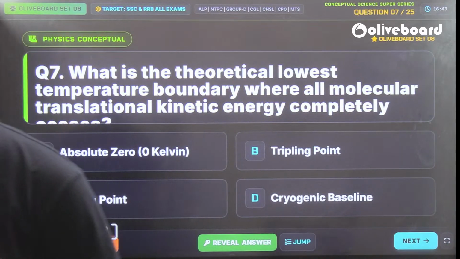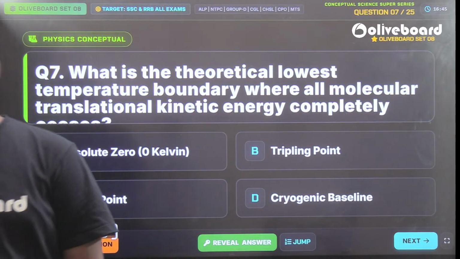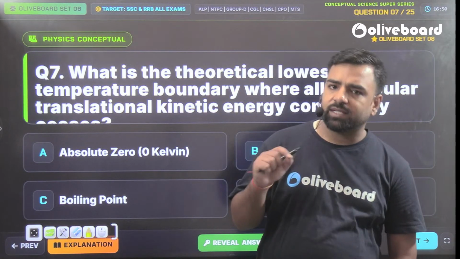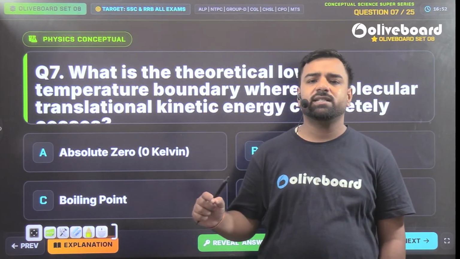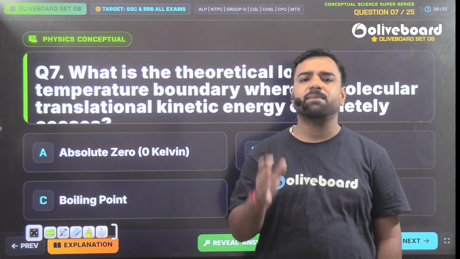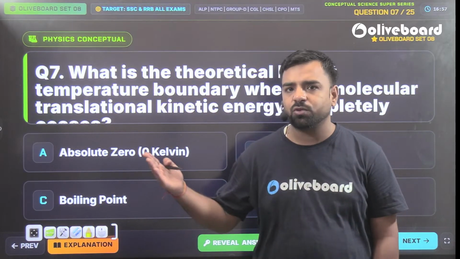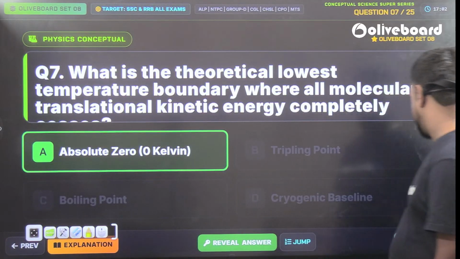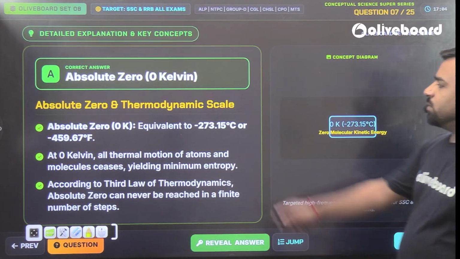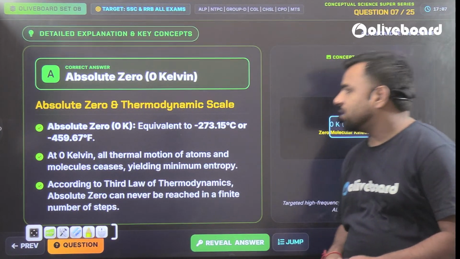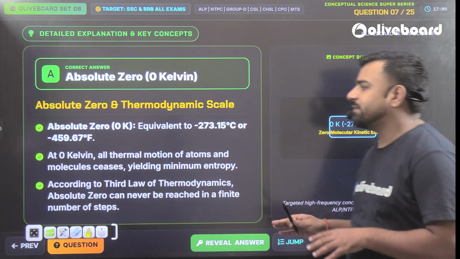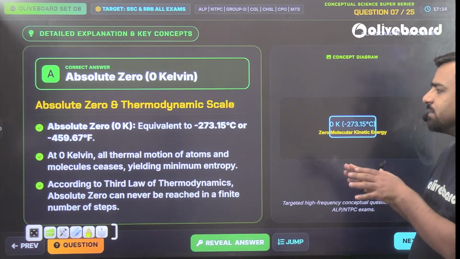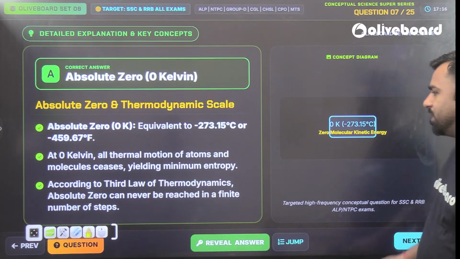Absolutely correct. So in this case, guys, what is the answer? The minimum possible temperature is minus 273.15 degrees centigrade or 0 Kelvin, and that is known as absolute zero, at which all the molecular motion ceases. Among these four options, absolute zero will be the correct option. It is equivalent to minus 273.15 degrees centigrade or minus 459.67 degrees Fahrenheit. So at 0 Kelvin, all the thermal motion of the atoms and molecules ceases, yielding the minimum energy.